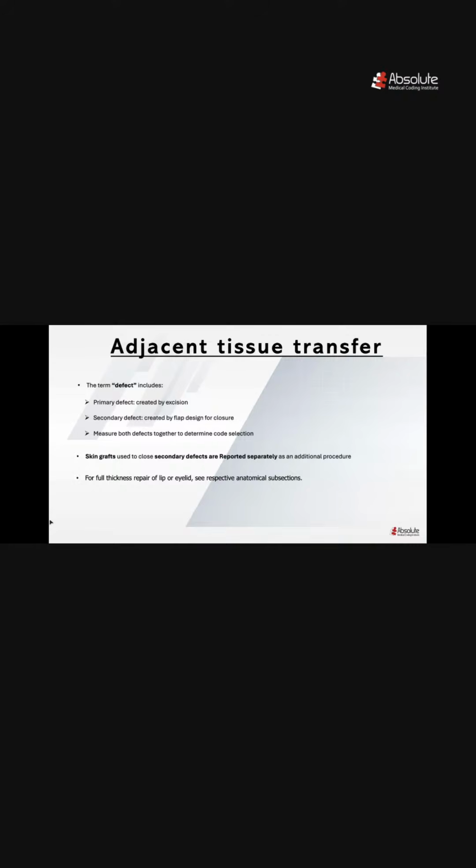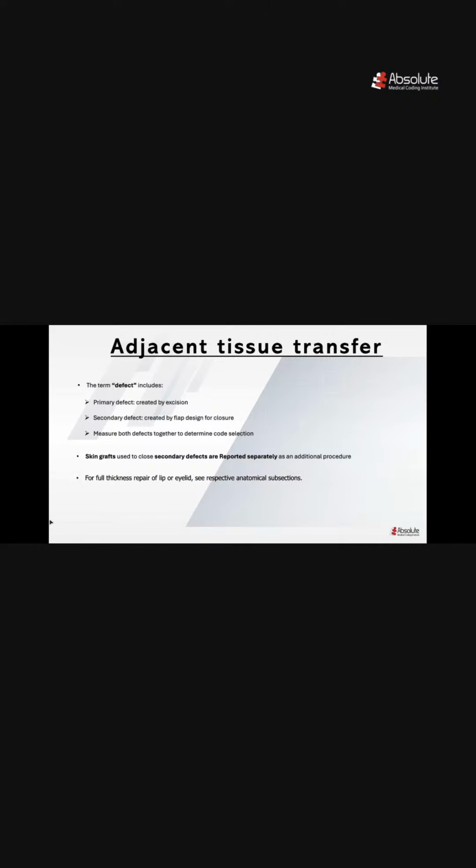And the excision of lesions is not reported separately when done with ATT. That means the excision procedures are included in the ATT procedure. Also, you have to have good clarity regarding the term defect in ATT, because this term, defect, is something which you will see in the adjacent tissue transfer codes.